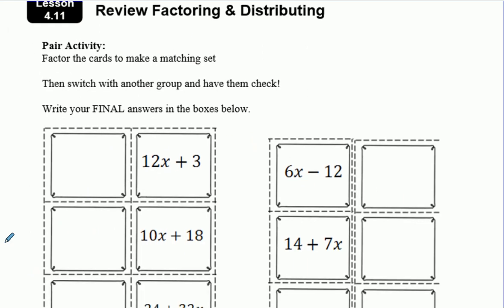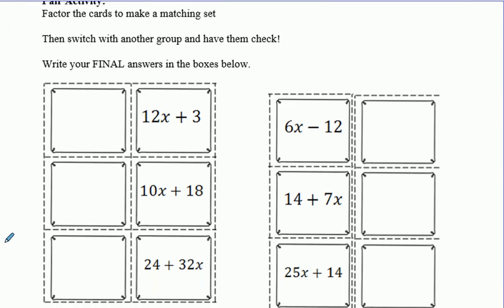Okay, so your little partner activity is to factor the cards using our factoring process from yesterday. If you need loose leaf to do it, that's great. You're going to factor these cards and write the answers in the empty box, so that these all match up. This will match with this answer, this would match with a factored answer here, and so on. Then you're going to switch with another group and have them check to make sure that they are factored correctly. And when you think you did it right and the other group checked it, you're going to write your final answers on this worksheet in the boxes that are right on this paper.